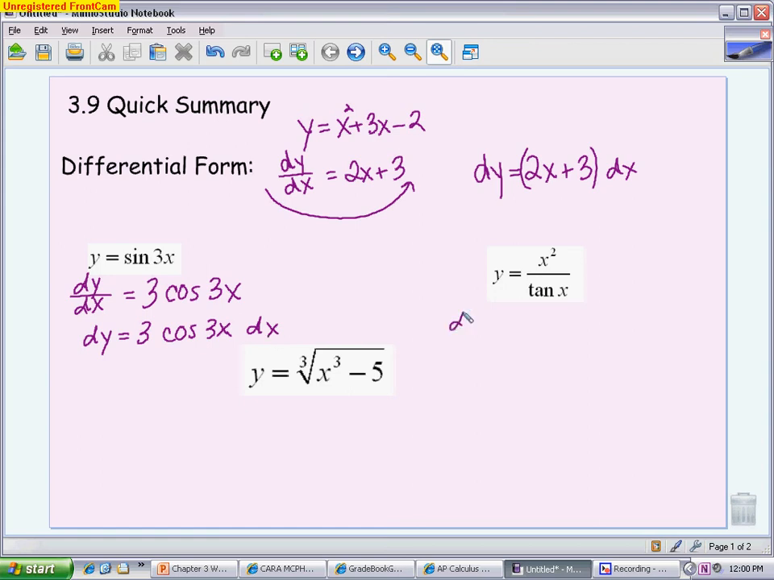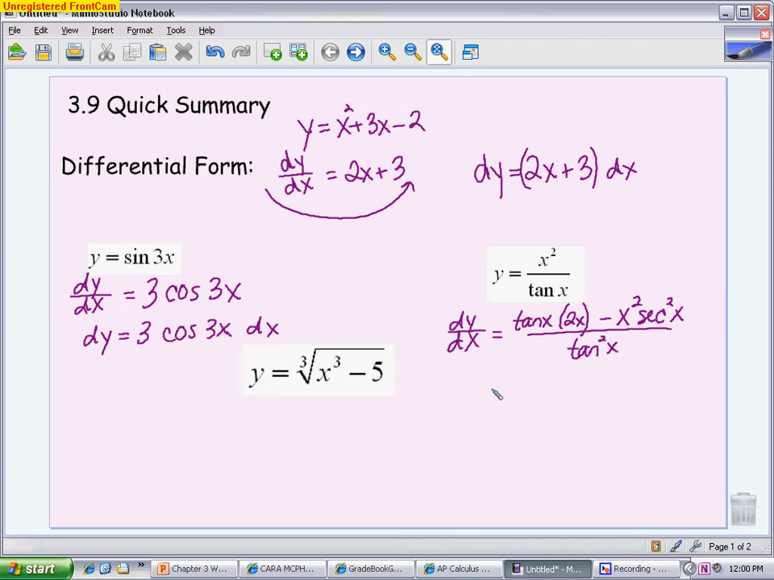So we have dy dx equals bottom times the derivative of the top minus the top times the derivative of the bottom. Derivative of tangent is secant squared, all over the bottom squared.